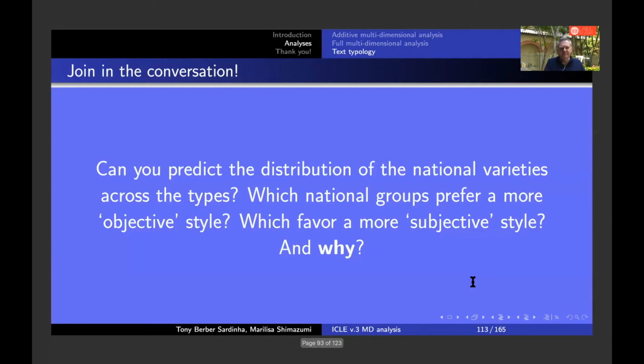So now, join in the conversation, please. Can you predict the distribution of the national varieties across the types? And can you predict the national groups with respect to the types? Which ones would prefer a more objective style? Which ones would favor a more subjective style? Can you take a guess, guys?